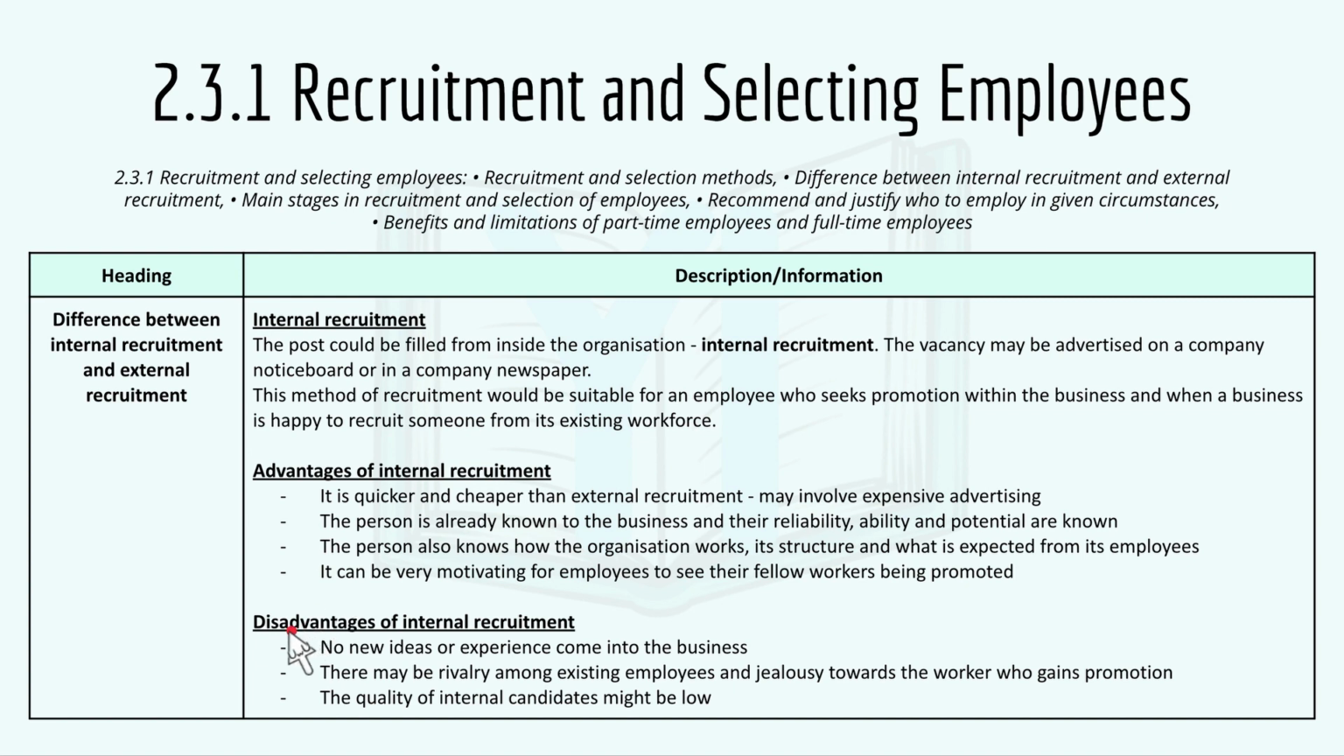But disadvantages include that no new ideas or experience come into the business. There may be rivalry among existing employees and jealousy towards the worker who gains promotion, and the quality of internal candidates might be low.